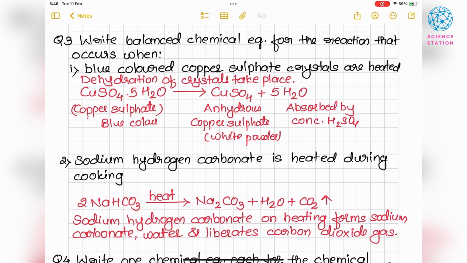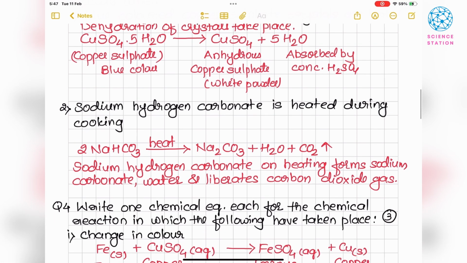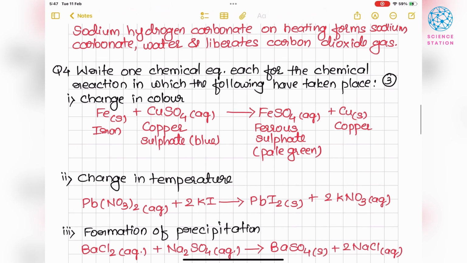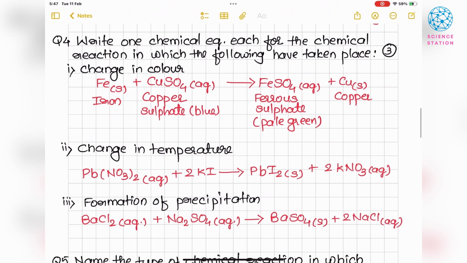Now, fourth question says write one chemical equation for the chemical reaction in which the following have taken place. Change in color. So I can give a simple example of iron. Fe plus CuSO4 gives FeSO4 plus Cu, where Fe is iron, CuSO4 is copper sulfate, blue color, and FeSO4 is ferrous sulfate, that is pale green color, and Cu means copper.